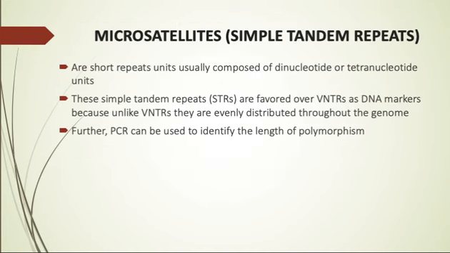Then you have the microsatellites, or simple tandem repeats, which are short repeats of units usually composed of dinucleotide or tetranucleotide units. These simple tandem repeats are favored over the VNTRs as DNA markers because, unlike VNTRs, they are evenly distributed throughout the genome.